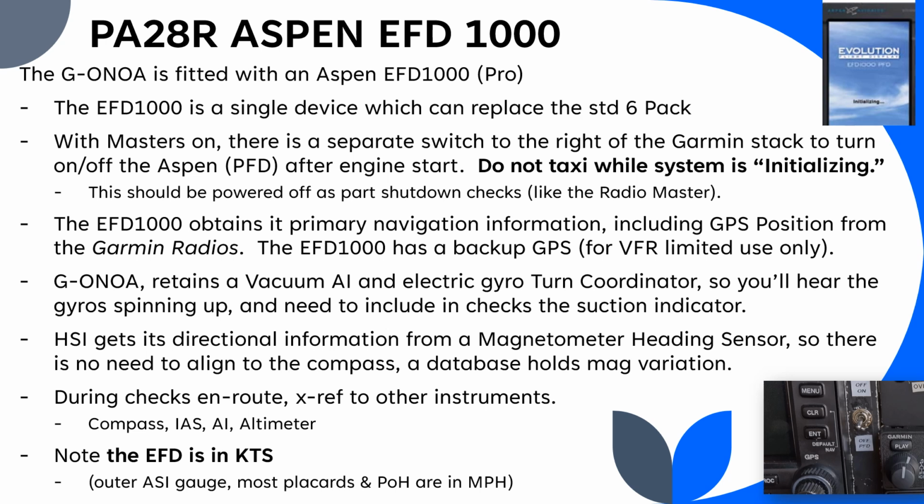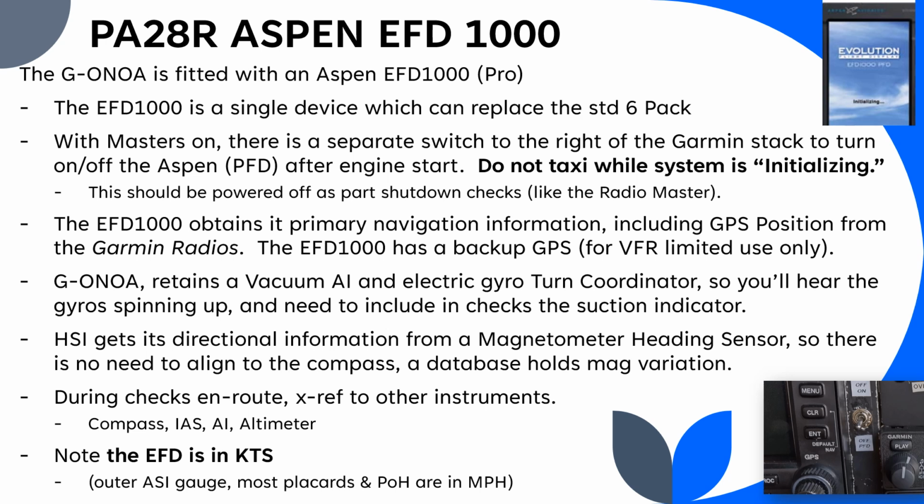The EFD1000 obtains its primary navigation information from the Garmins. The EFD1000 does have a backup GPS, which is limited for VFR use only. Golf Oscar November Oscar Alpha also retains a vacuum AI and an electric gyro coordinator, so you'll hear these gyros spinning up and need to include a check for such an indicator in your checks.